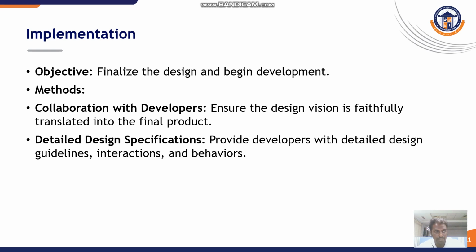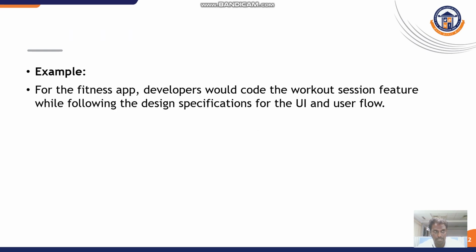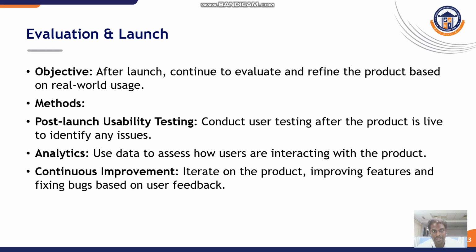So next phase is implementation. The objective is to finalize the design and begin the actual development. So what I'm going to do is collaborate with the development team to ensure the design vision is faithfully translated into the final product. Detailed design specification: provide the developers with detailed design guidelines, interaction and behavior, based upon the previous phases like research, design, prototyping and iteration. So with the help of these phases, we can implement the product. The fitness app developers would code the workout session features while following the design specifications for UI and the user flow.